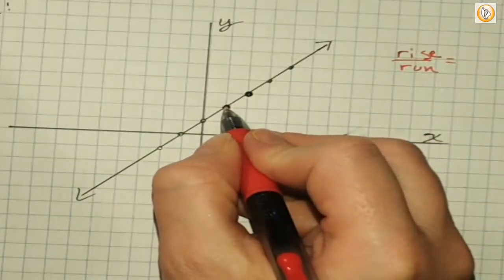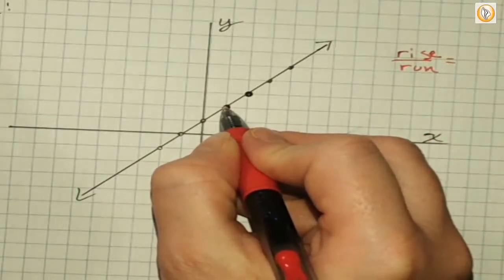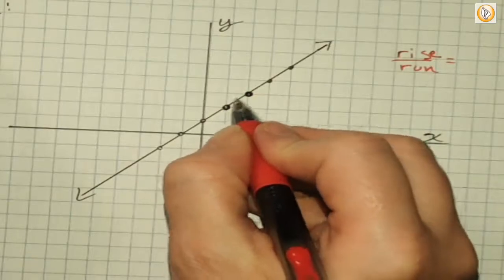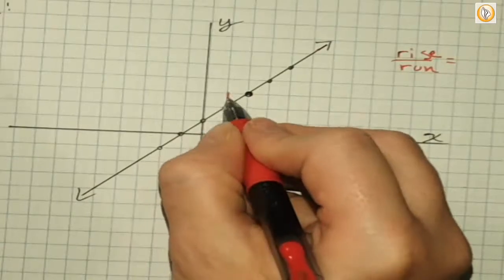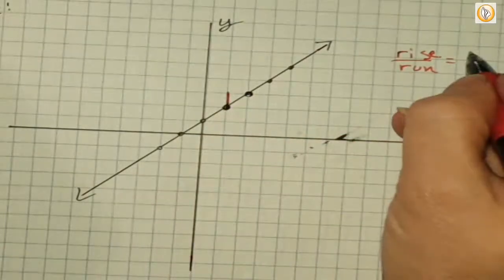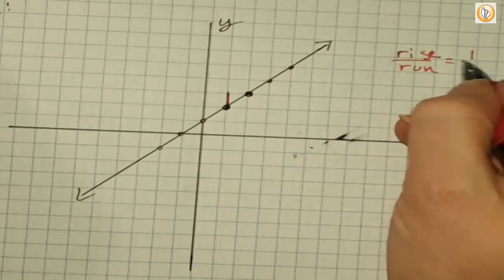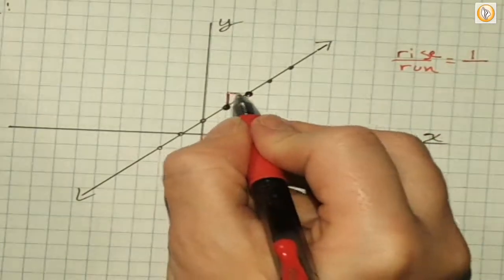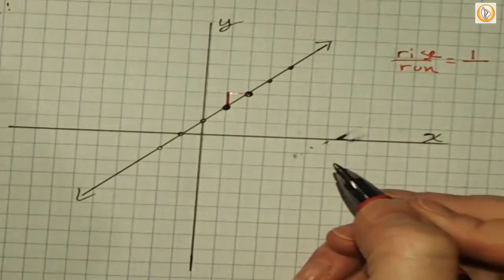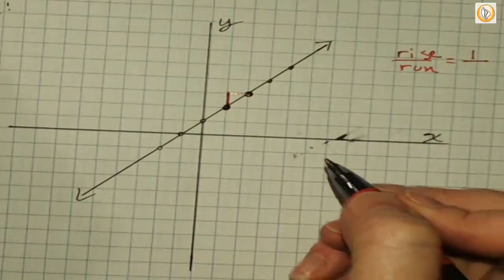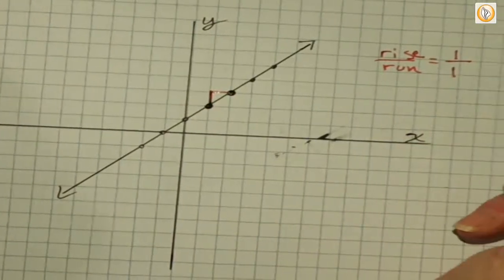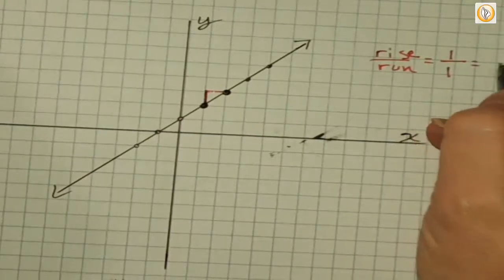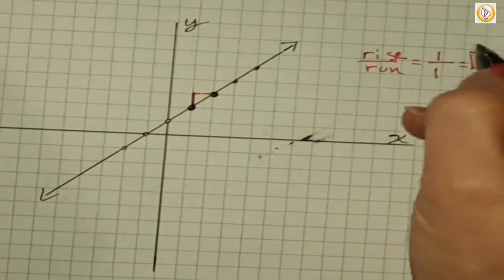And I always tell my students, draw a road map. So the first step is to go up and down, right? I'm going from this dot to this dot. So first I go up. How many places did I go up? I went up 1. Then I'm going to go my run. How many places did I go? There's my slope. 1 over 1 is 1. There's my slope.